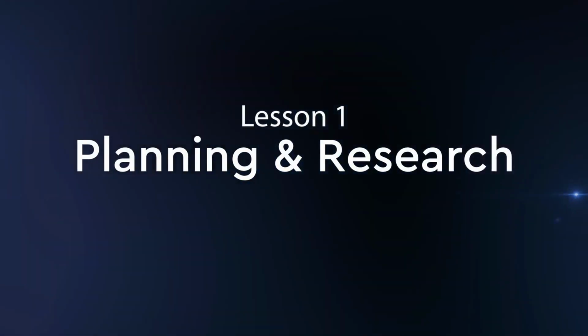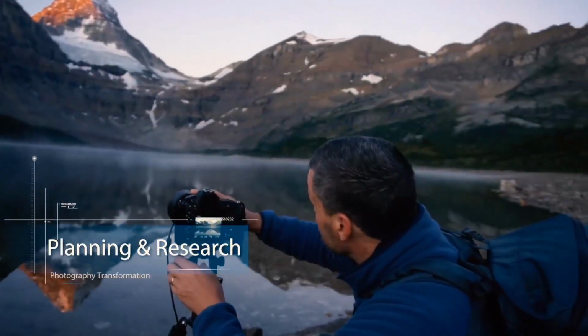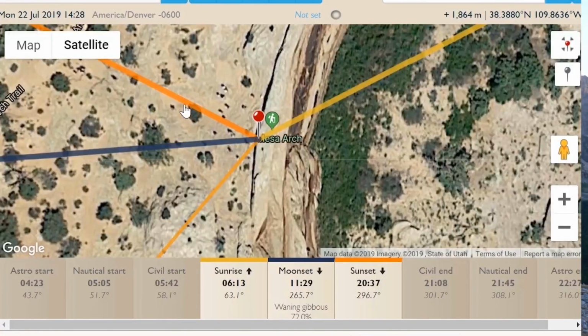This is lesson 1. You need to know when should you go there, what time of the year, what time does the sun rise, what time does the sun set. These are where the photographers would stand. What this shows us is the direction of sunrise and sunset.